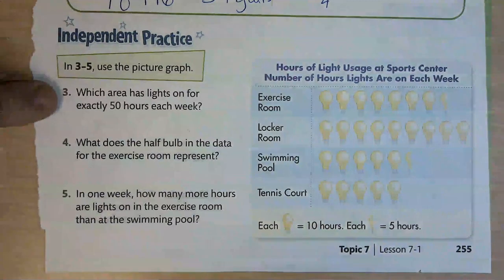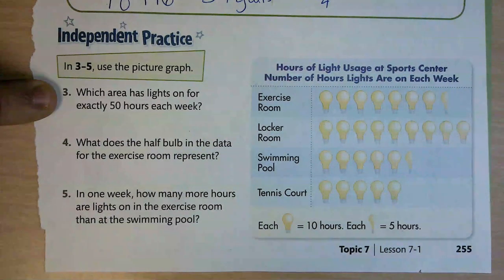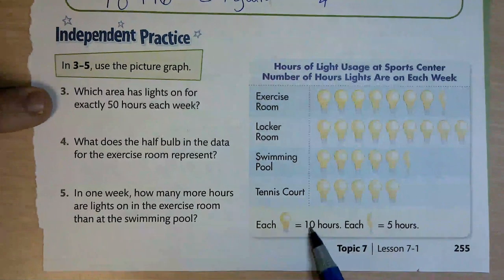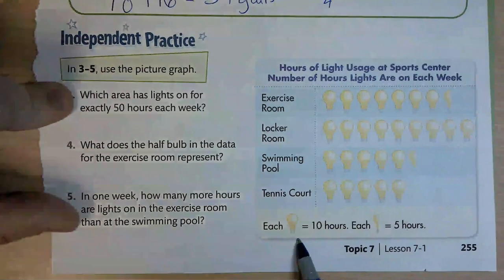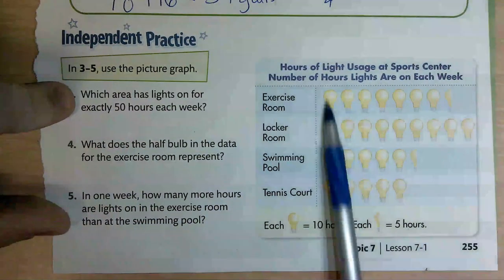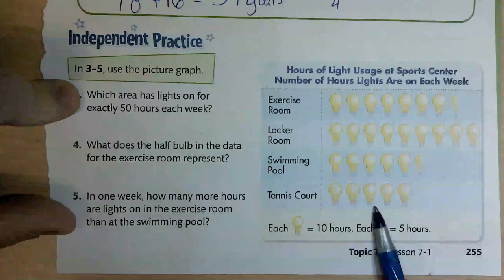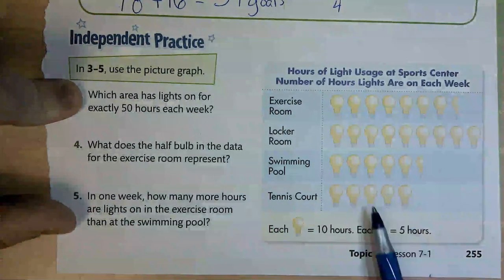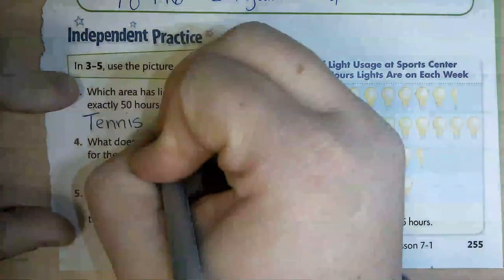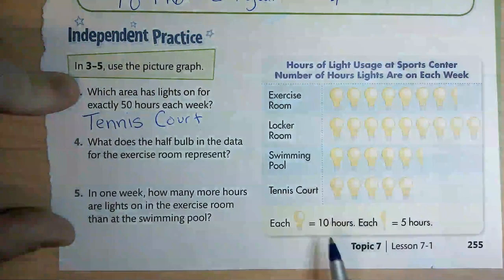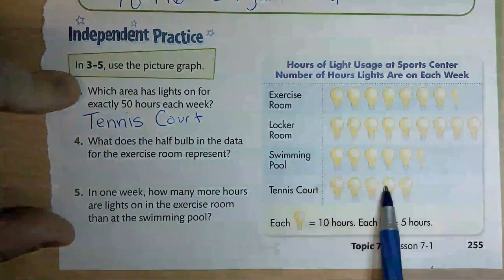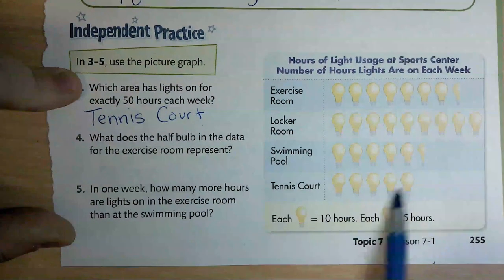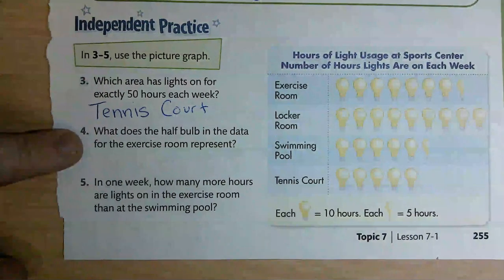All right. Well, let's check out number 3. It says, which area has lights on for exactly 50 hours a week? Well, if we know that there's 10 hours for every light bulb, we need to find the one that has 5 light bulbs only. So they all have 1, they all have 2, they all have 3, they all have 4, they all have 5. Every other one keeps going except for this one. So which one? It's the tennis court. And we can double check that by counting by tens. 10, 20, 30, 40, 50. 50 hours.